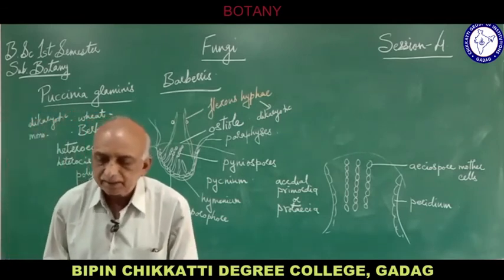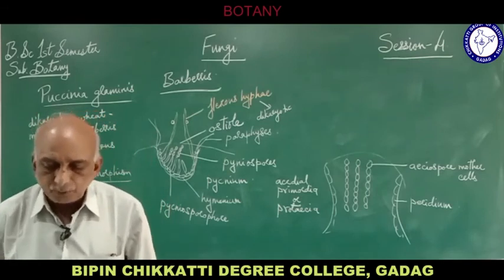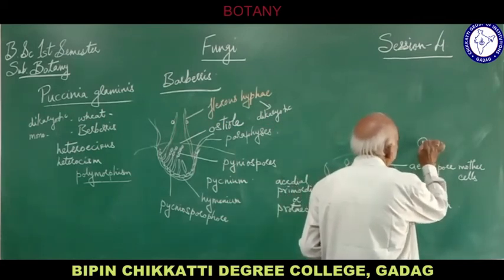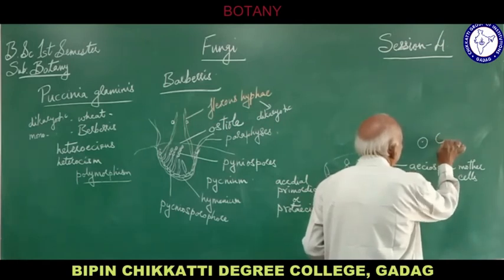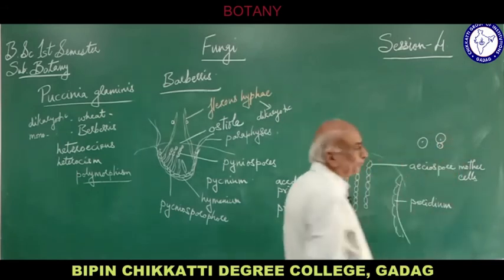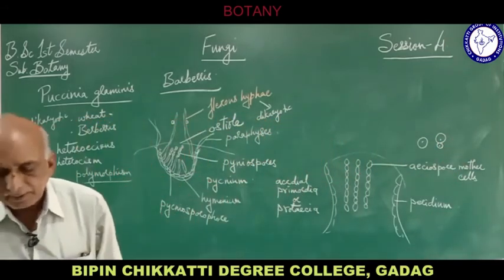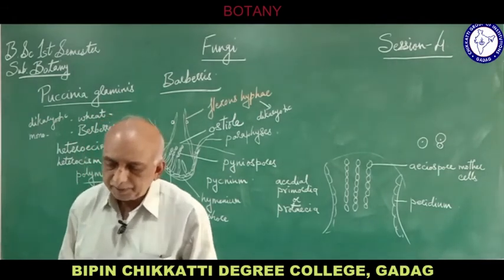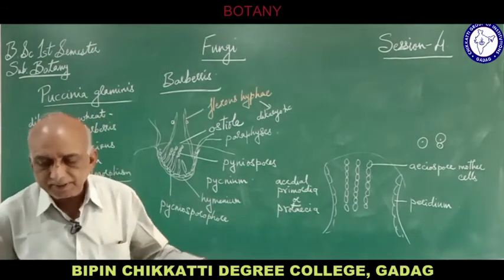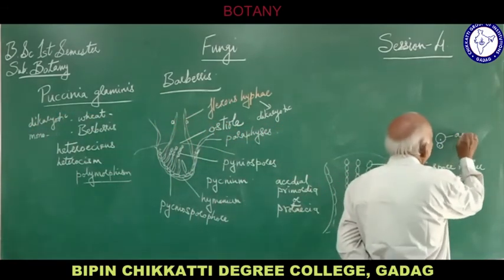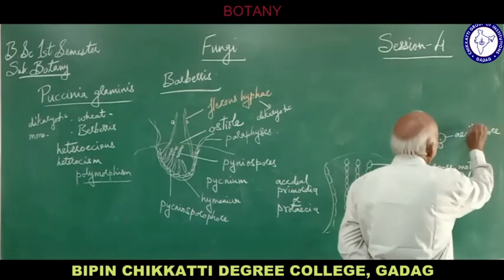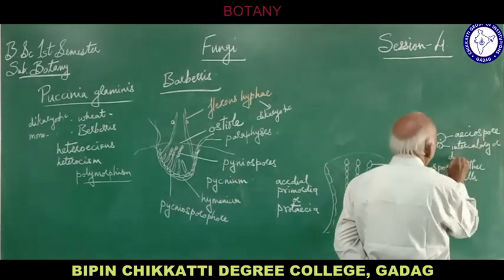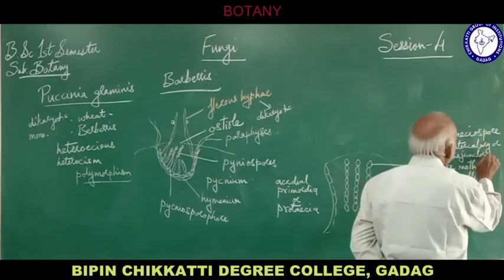The aeciospore mother cells elongate and divide into two cells. Suppose this is the aeciospore mother cell. When it divides, it forms a large cell and a small cell like this. So the division is unequal, in other words. The larger cell becomes the aeciospore, whereas the smaller cell forms the intercalary cell, which is also called the disjunctor cell.